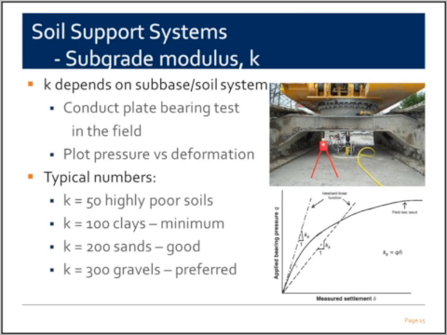Typical numbers for K range from 50 for highly poor, compressible soils, to about 300 for really good compacted soils. But 200 to 300 is a reasonable number for design.